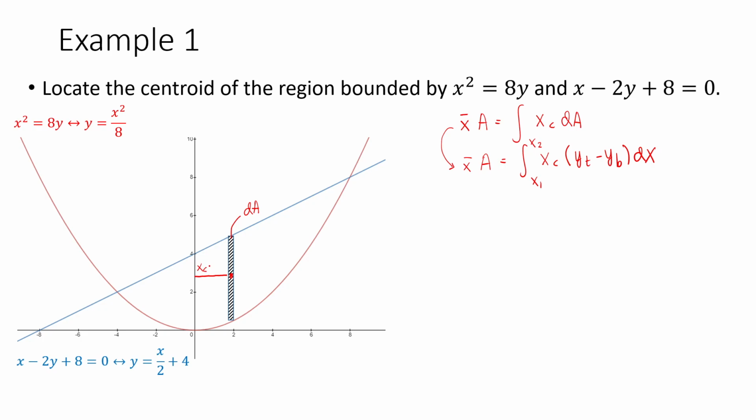In x units, that will be an unknown distance x. Does that make sense? Because we are going in this direction along the x-axis. So instead of x sub c, we know that going towards this point is x distance. So we can say x sub c is equal to the unknown distance x. So the formula will be translated again into this: x1, x2, then instead of x sub c this will be x, times y top minus y bottom dx.